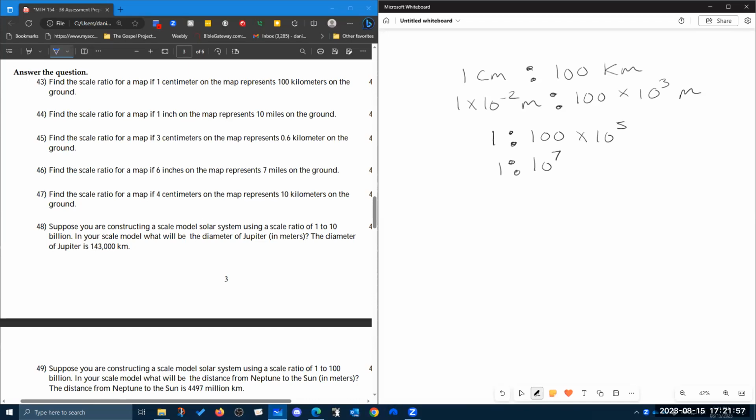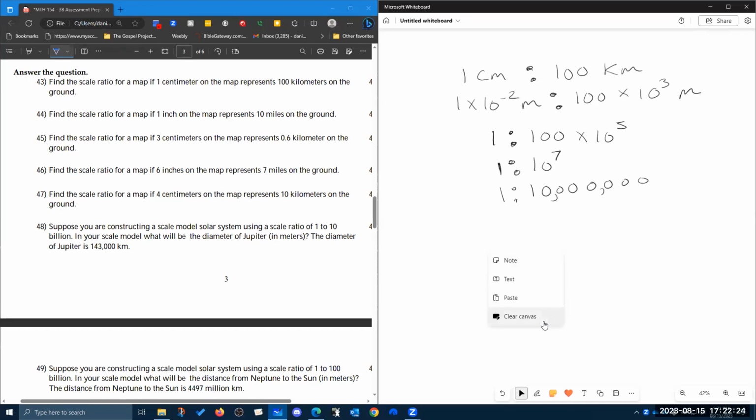So 1 unit on the map is equal to 10 to the seventh of those units, or 1, 2, 3, 4, 5, 6, 7. 1 to 10 million. That's our scaling factor on the map, from the map to the ground.